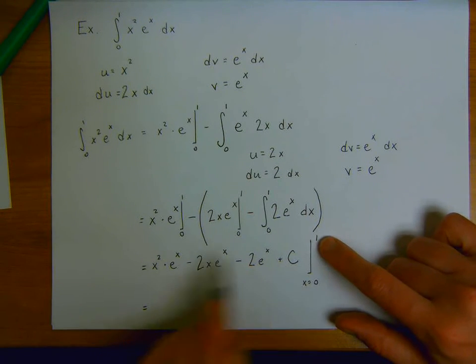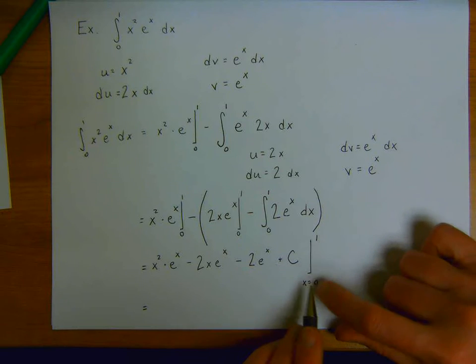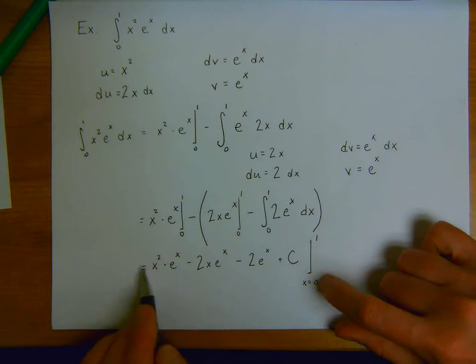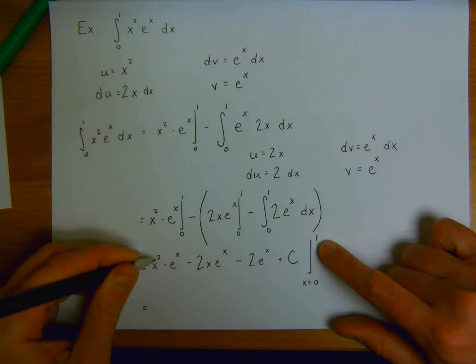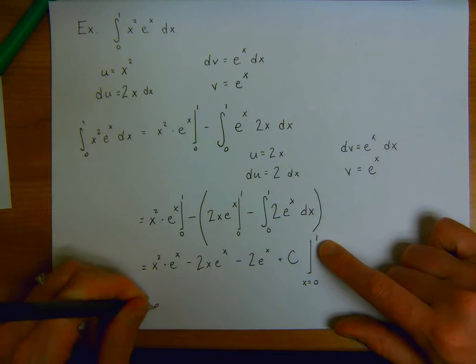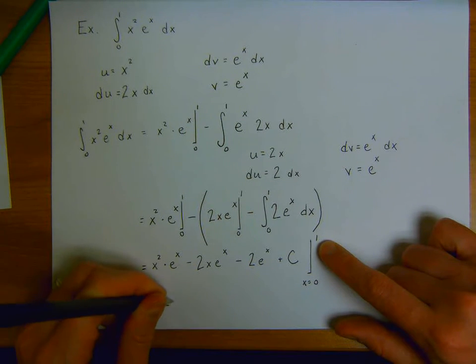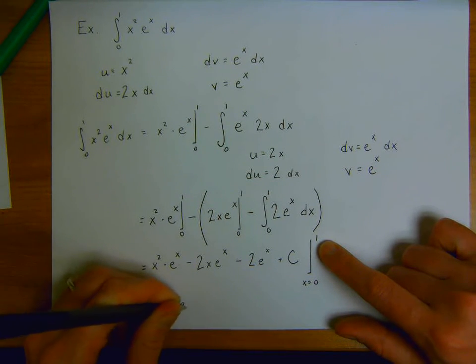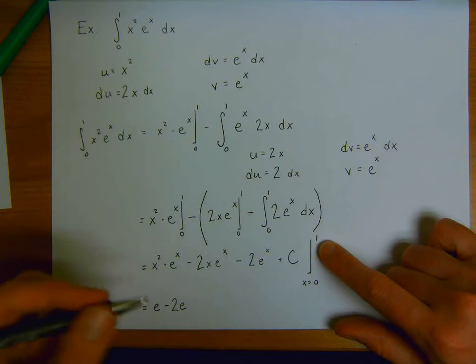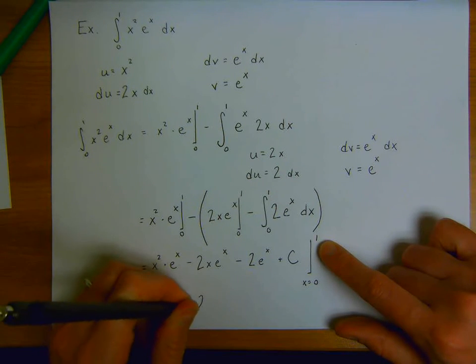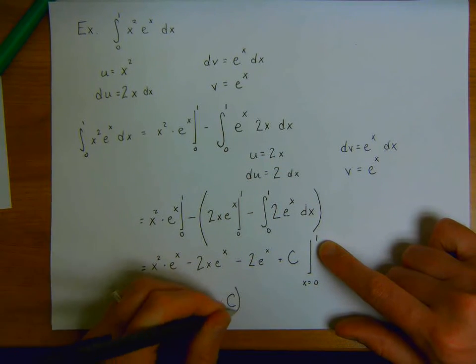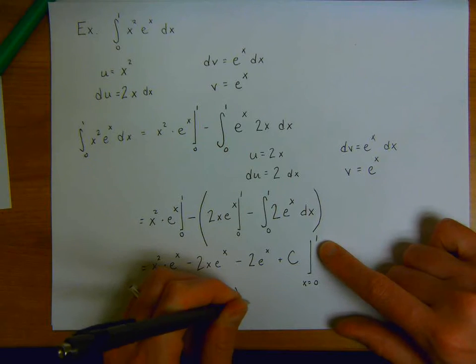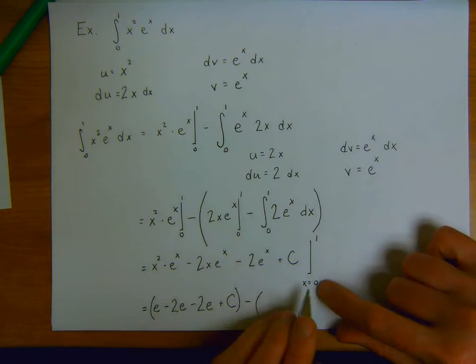So it means I need to plug in 1 for each of my x's, and then I subtract off where x equals 0 in each of my x's. And what do I get? I get 1 squared times e to the 1 minus 2 times 1 times e to the 1 minus 2 times e to the 1 plus c. And of course the c's are going to cancel out because it's a definite integral. And then I'm going to subtract out when I plug in 0.